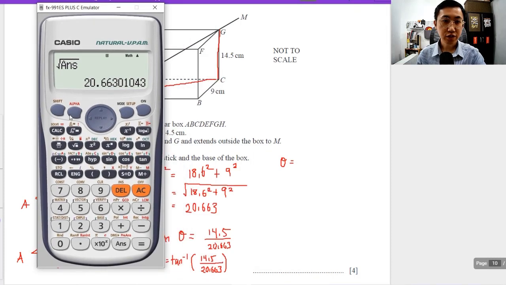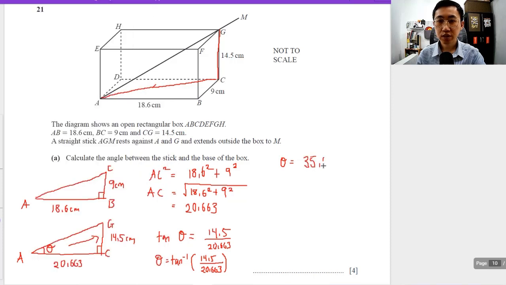Okay, so theta is going to be inverse tangent. Put a fraction 14.5 divided by 20.663. Okay, we can close and press equal. 35.06. Teacher is going to write that 35.06 degree. So you can log in your answer, 35.06 degree. So let's go over to the marking scheme.